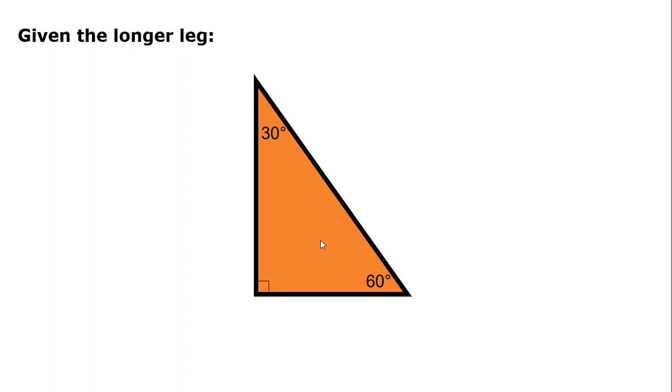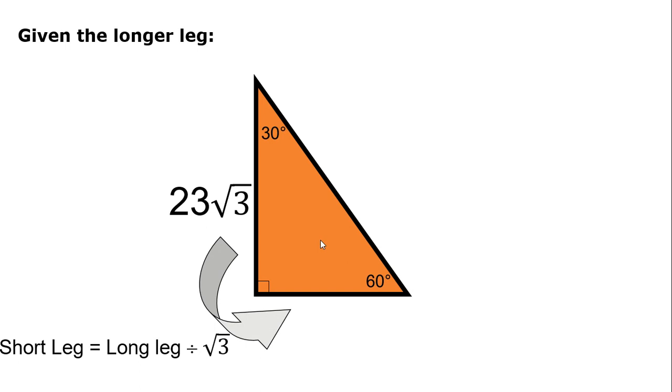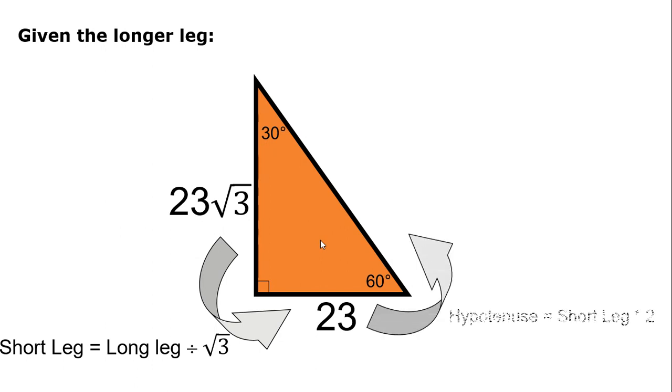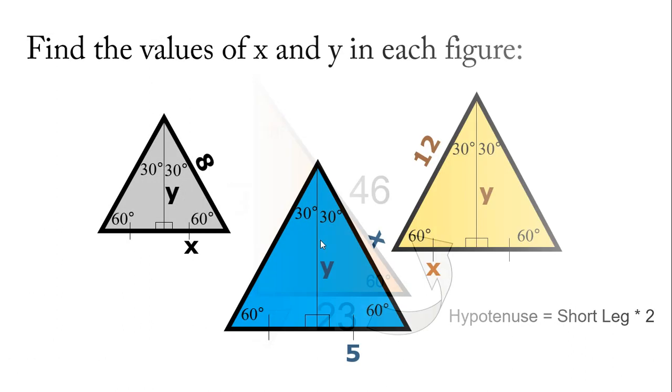What if the given is the longer leg? If the longer leg is 23 square root of 3, you simply divide the long leg by square root of 3. So the answer would be 23. And to get the hypotenuse, multiply the short leg by 2. So the answer is 46.